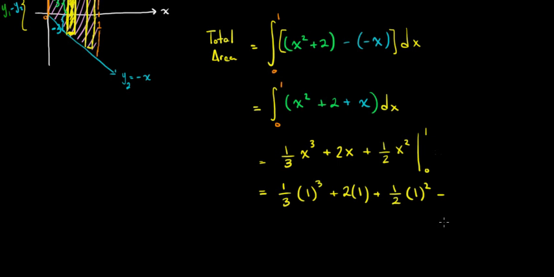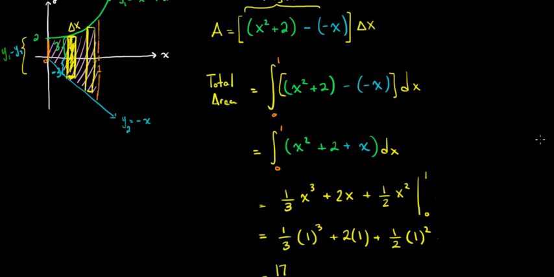And then I have to subtract and plug in the 0. But notice that if I plug in the 0, everything will go away. I mean, 1/3 times 0 cubed is 0, 2 times 0 is 0, and a half times 0 squared will be 0. So I really don't need to substitute the bottom limit. I can just evaluate 1/3 plus 2 plus a half. If you do all the arithmetic there, you should get a final answer of 17/6. But this 17/6 again represents the area in between these two curves right here.